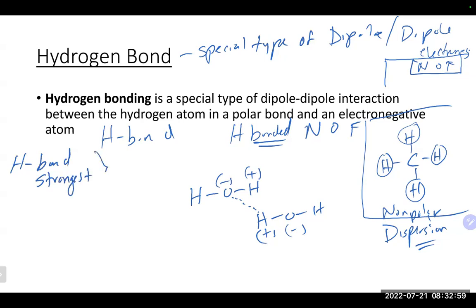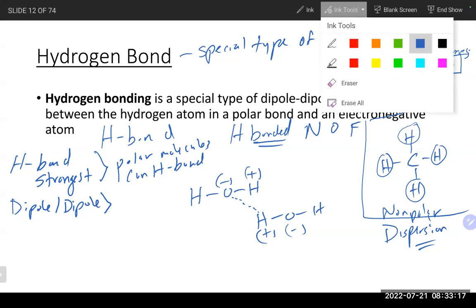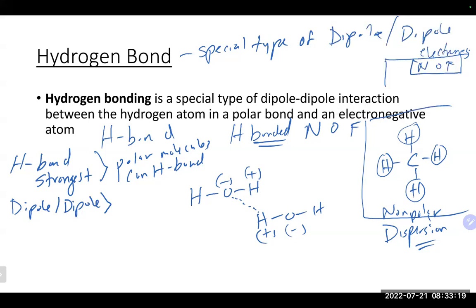And again, it is for polar molecules that obviously can hydrogen bond. The next sort of strongest is dipole-dipole interactions. And dipole-dipole interactions are also for really polar molecules that lack the ability to hydrogen bond.